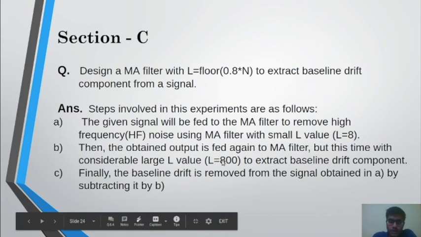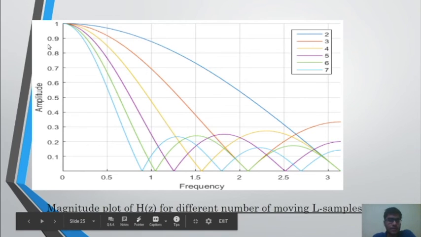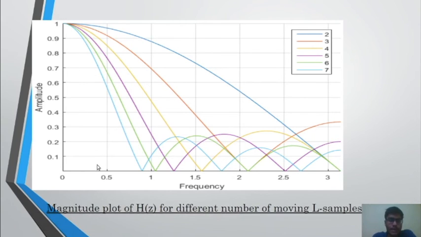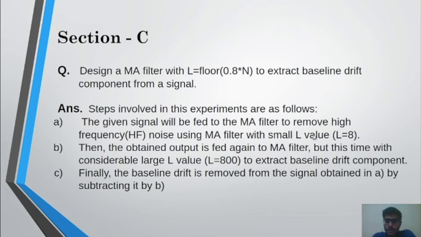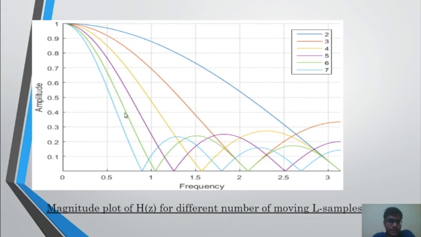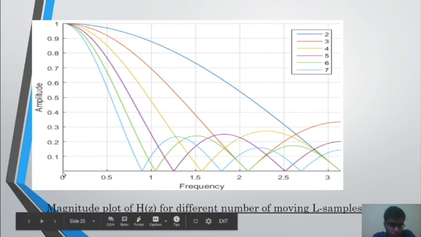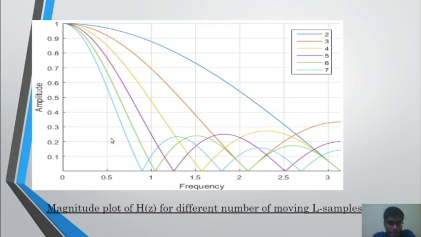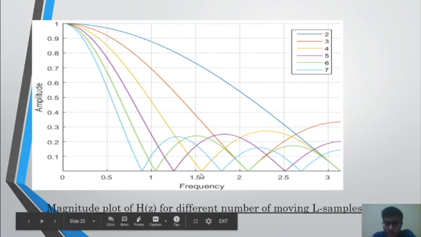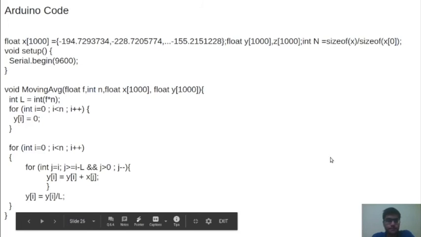So when we use L equal to 800, the graph will be something like this, and when L is equal to 8, it will be something like this. By this part we have the very low frequency component of the signal, and by this part we are removing the very high frequencies, which represent the noise.